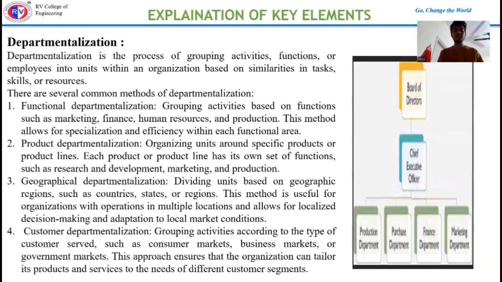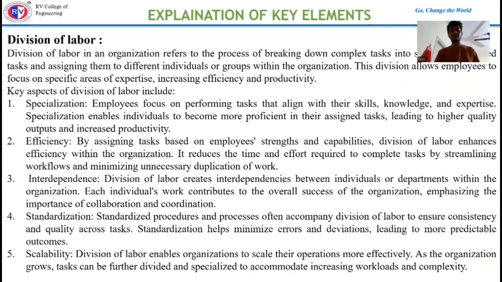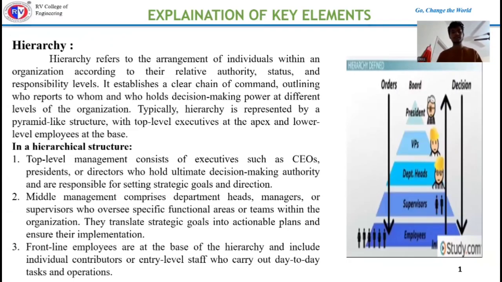It establishes a clear chain of command outlining who reports to whom, and holds decision making and power at different levels of the organization. Typically, hierarchy is represented by a pyramid-like structure with top-level executives at the apex and lower-level employees at the base. So basically, this makes sure that the decision making is with very few people so that there is no conflict of decisions involved.